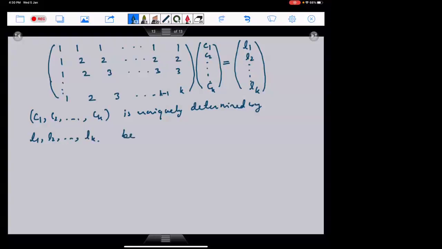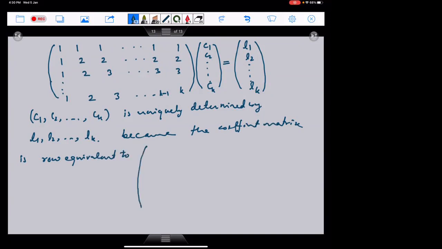The answer is yes. Can you tell me why? The coefficient matrix is row equivalent to what? Can you tell me what the obvious one is? 0, 1, 1, 1, 1. I just subtract the second row from the first. Then 0, 0, 1, 1, 1. I subtract the second one from the third. Like this, 0, 0, 0, 0, 1. And this is invertible.